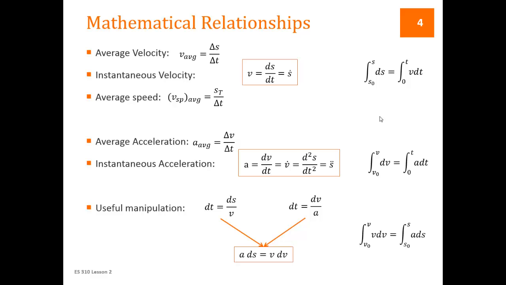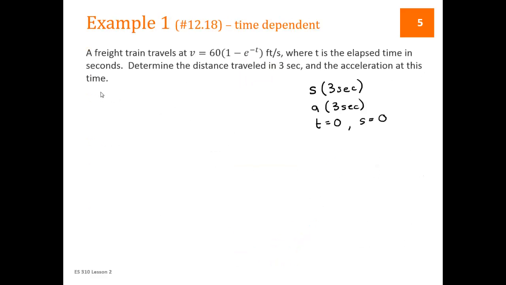All right, so we've got the integral from s naught, our initial s, to s of ds is equal to the integral from 0 to our time that we're interested in, v dt. All right, so we plug in for v, so it's the integral of dt, 0 to t of 60 times 1 minus e to the negative t dt.